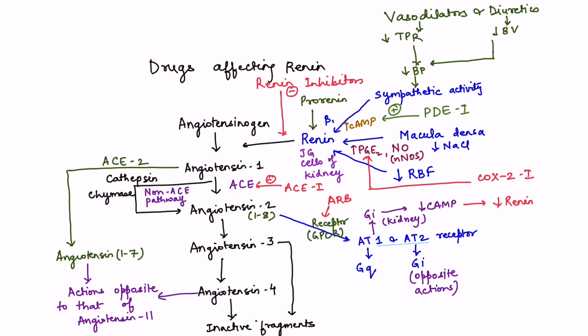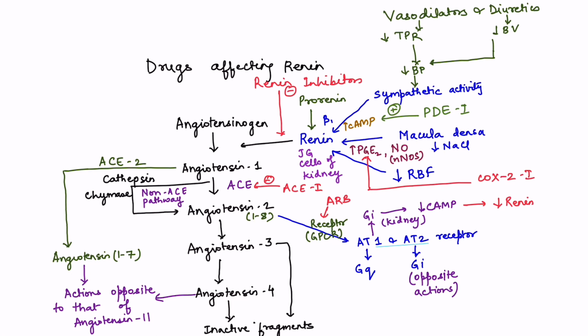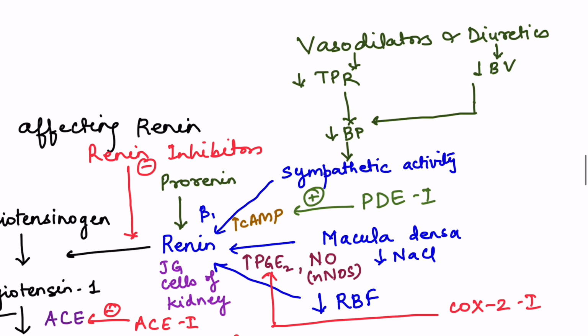So, the first component is: what are the drugs which affect renin release? That is what we are going to see. Once you have understood this, you will see that because renin release is dependent on sympathetic activity, macula densa, NaCl delivery and renal blood flow, any drug which affects the sympathetic activity is going to affect the renin release.